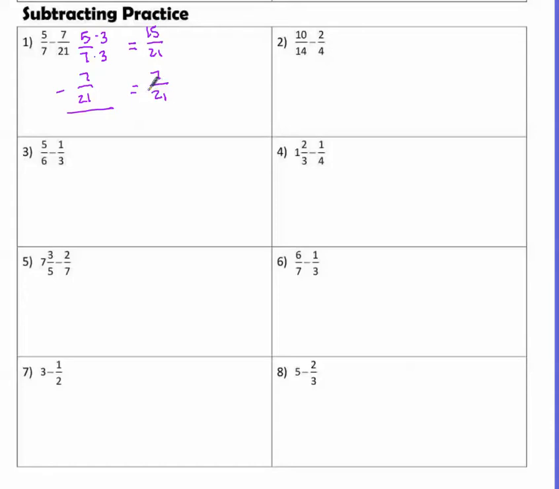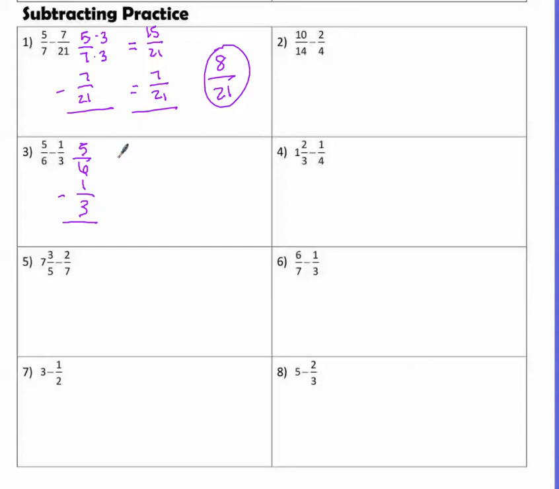5 times 3 is 15. Your second fraction stays the same. 15 minus 7 is 8 over your common denominator of 21. This does not simplify, so circle as your final answer. Problem 3. 5/6 minus 1/3. Stack your fractions.